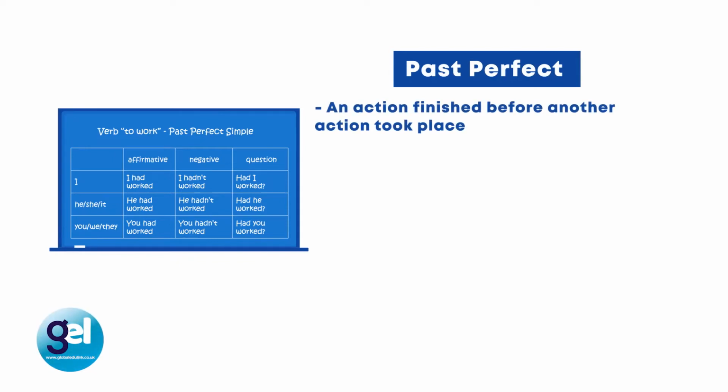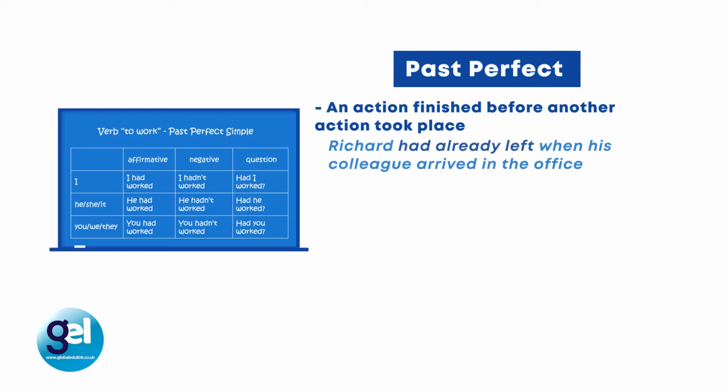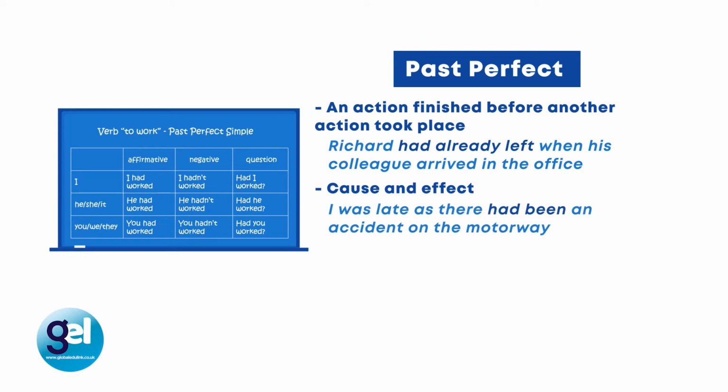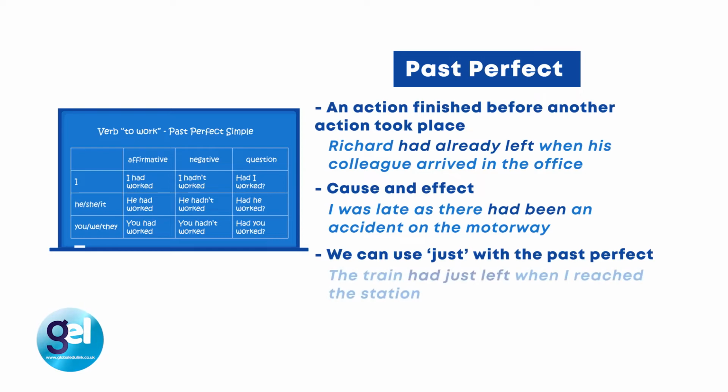So an example here would be, Richard had already left when his colleague arrived in the office. We can use it for cause and effect, combining it with the past simple. I was late as there had been an accident on the motorway. And we can use just with the past perfect to refer to an event that happened a short time before now. The train had just left when I reached the station.